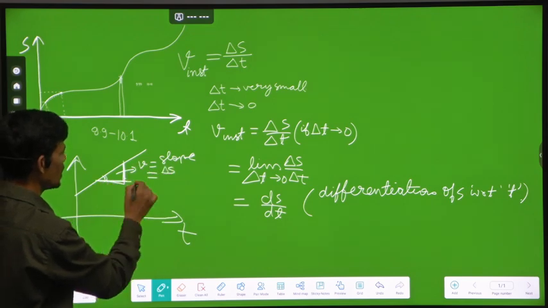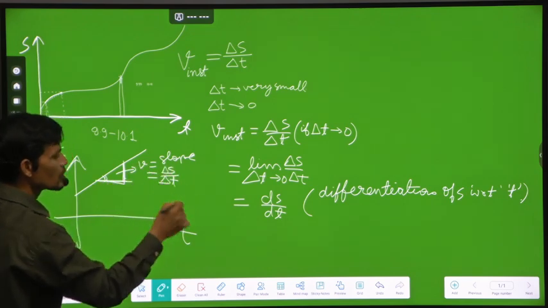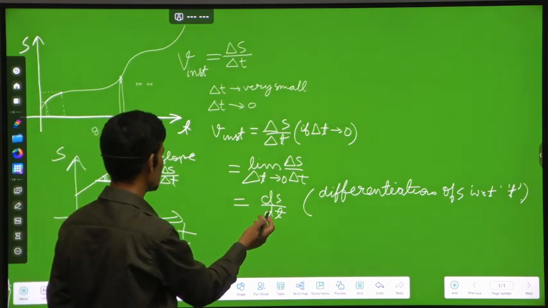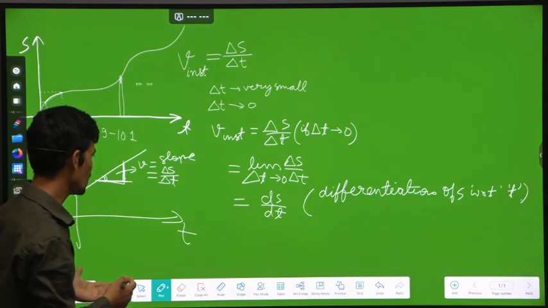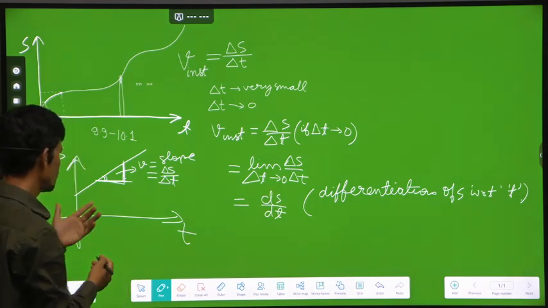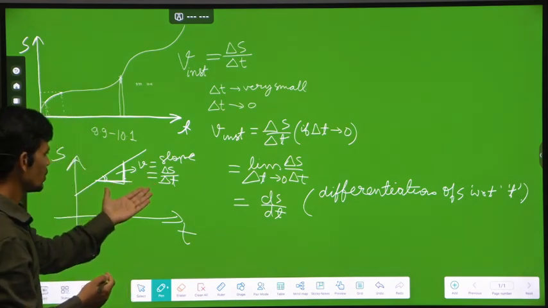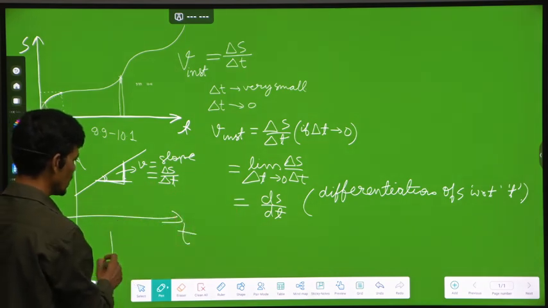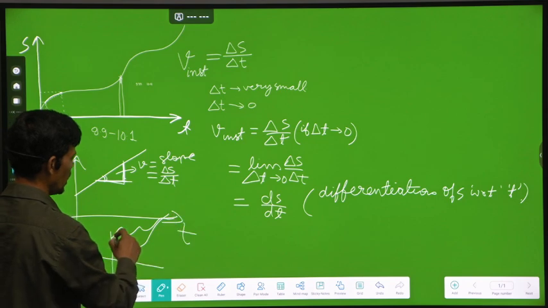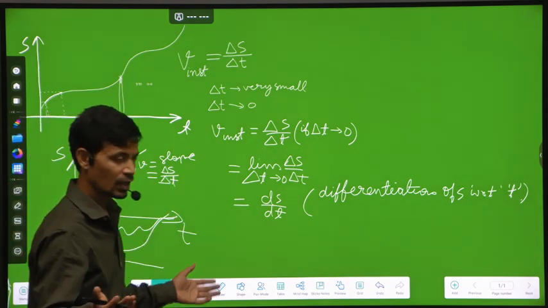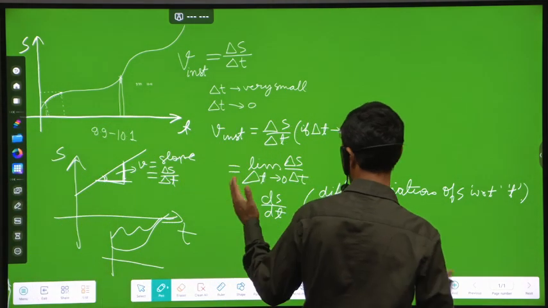S and this base, which is delta t. So differentiation is also showing us the slope of the graph. It has some limitations, but it can work for these curved, zigzag graphs, different kinds of curves at that.